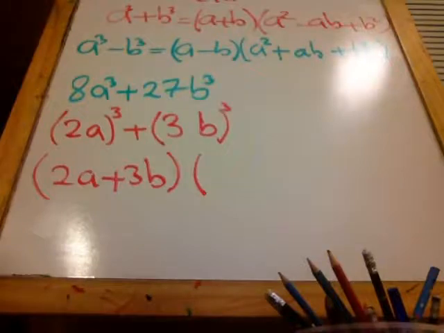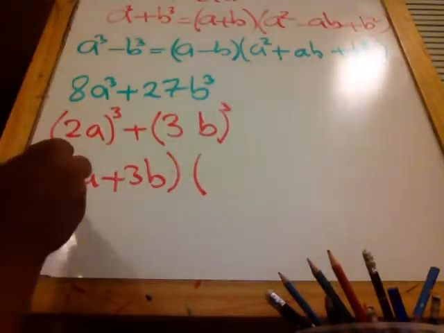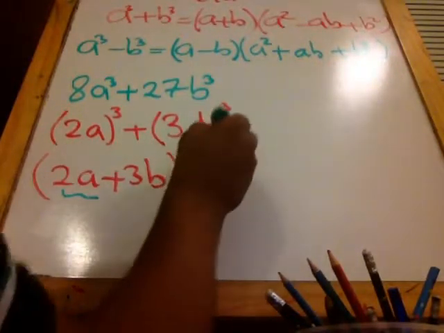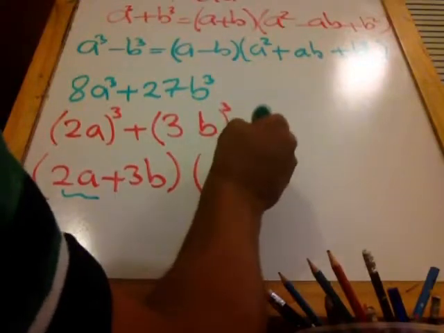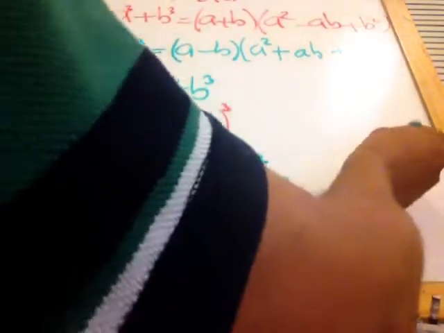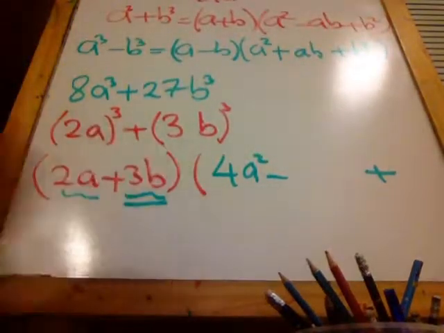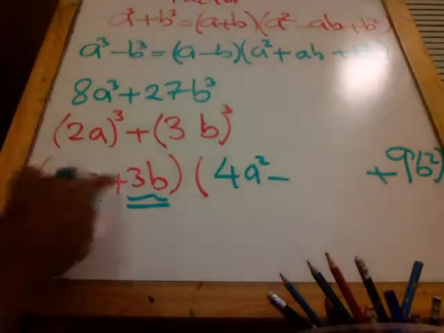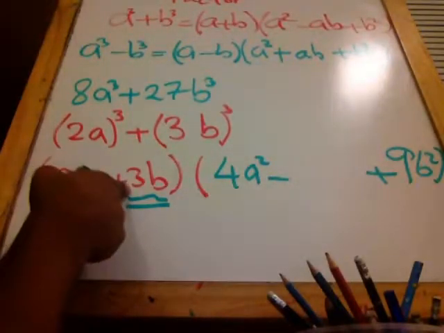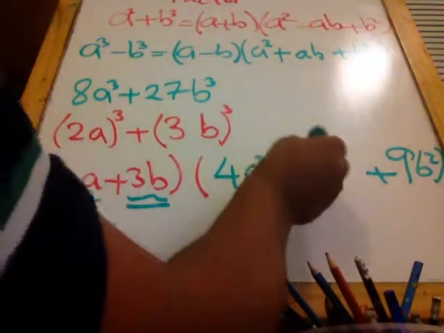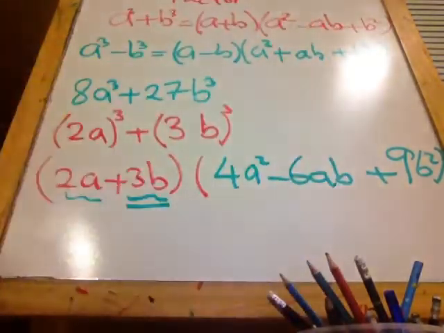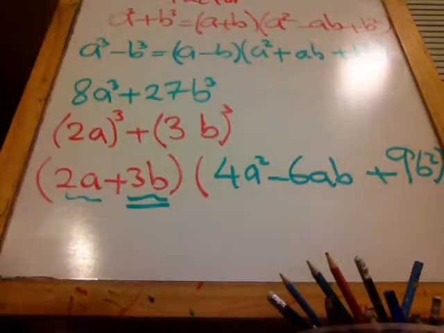And the second bracket is very easy. You will take the first term and you will square it, so you'll get 4a squared. Okay. At the end, you square the second term, you get 9b squared. In the middle, you just multiply the first times the second. So 2 times 3, which is 6, times a times b. So this is 6ab. This is what we call the sum of cubes here.